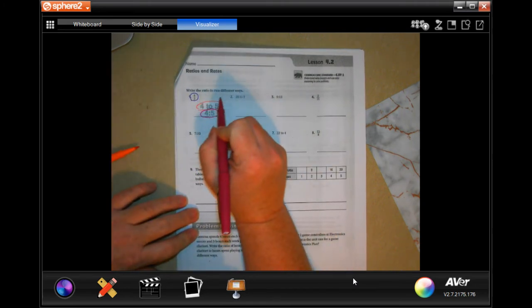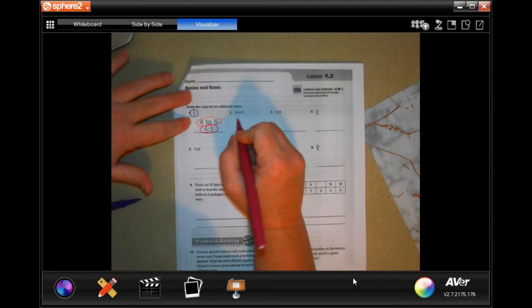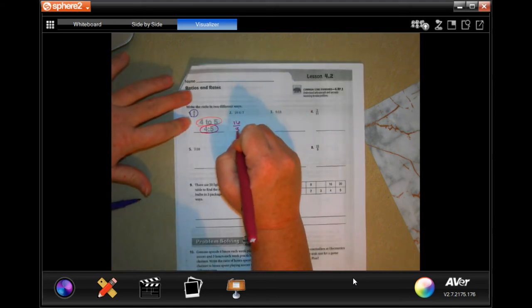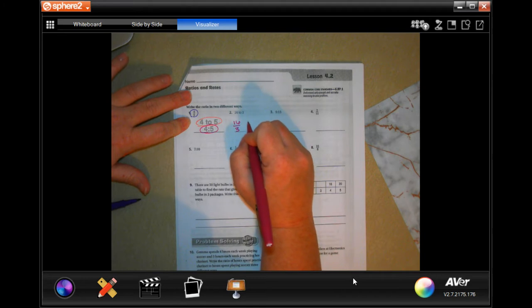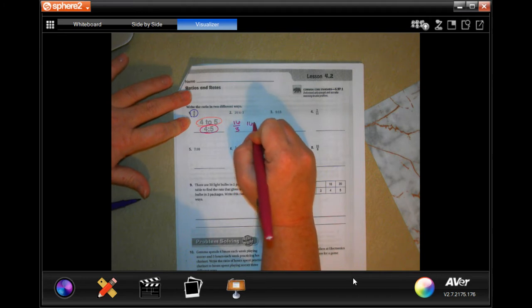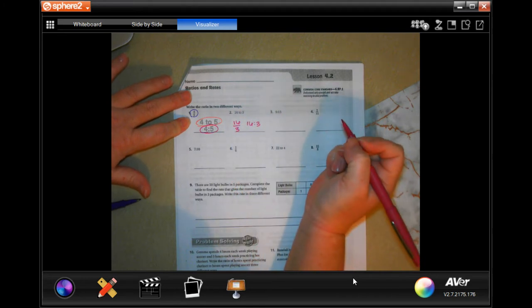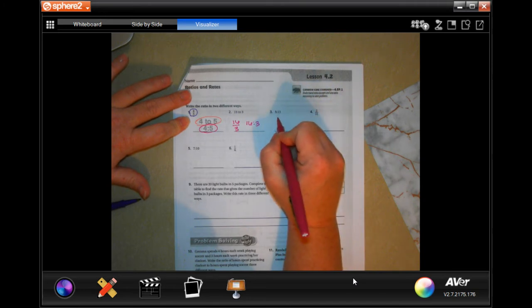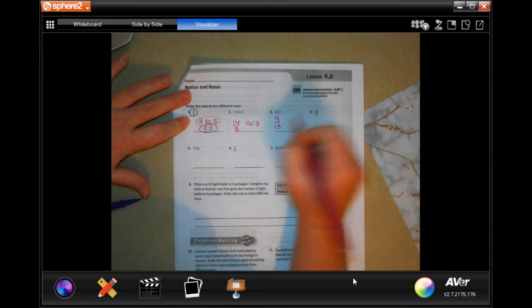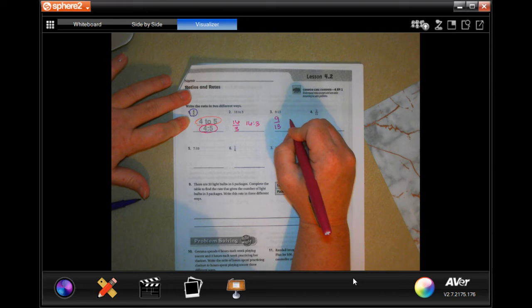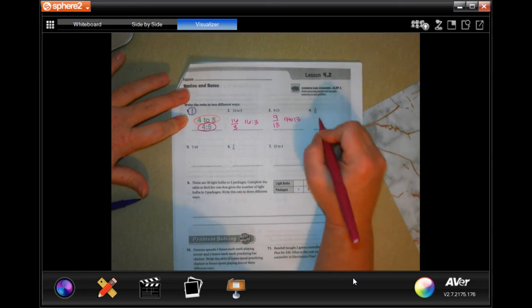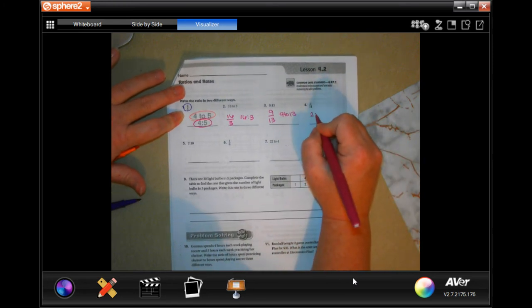So write the ratio two different ways. So we can do 16 to 3, or 16 to 3. This one has the colon, so we're going to write 9 over 13. We're going to write 9 to 13, okay? Again, 2 over 11 or 2 to 11.